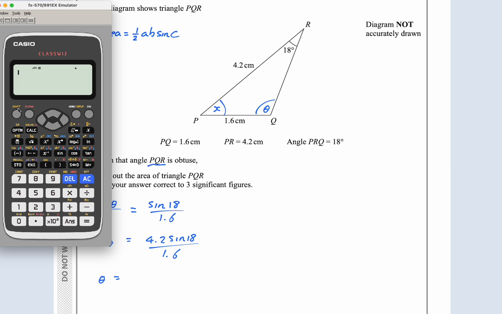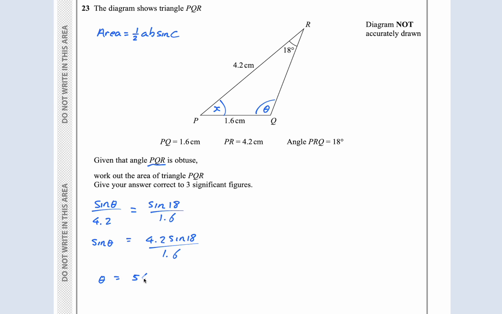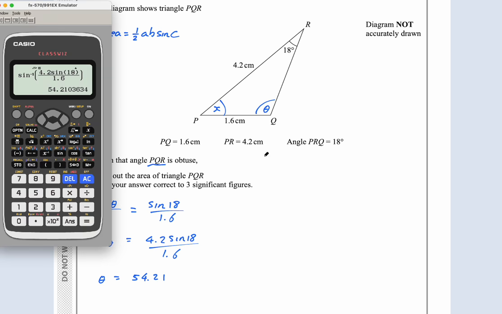So inverse sine, I do shift sine, fraction 4.2 times sine 18 all over 1.6. Close this bracket, and I get 54.21. Okay, that means, and actually, here's the thing, guys, and here's why this question is really difficult. Theta is 54.21, that is true. That is true, that the inverse sine of this is 54.21. So I've done everything right.